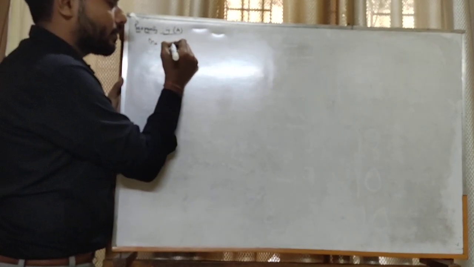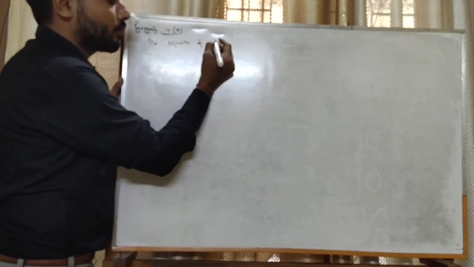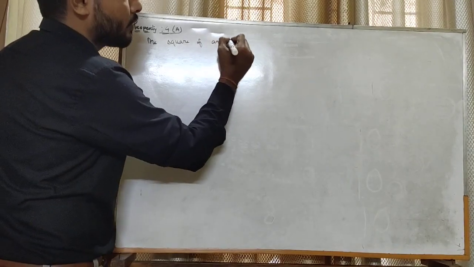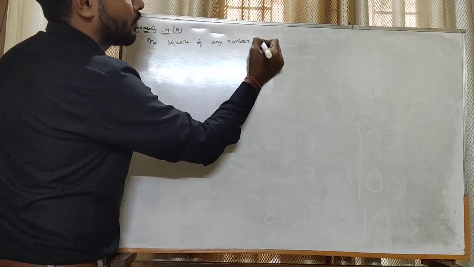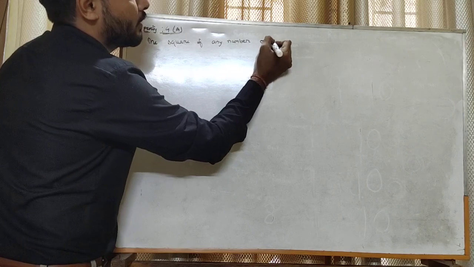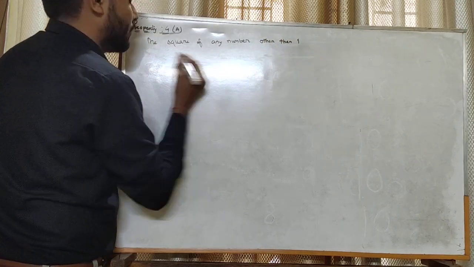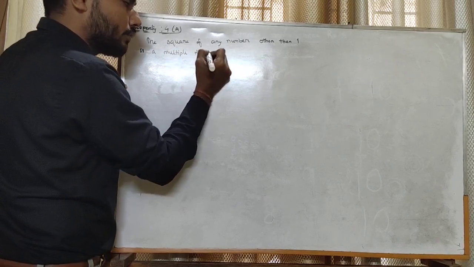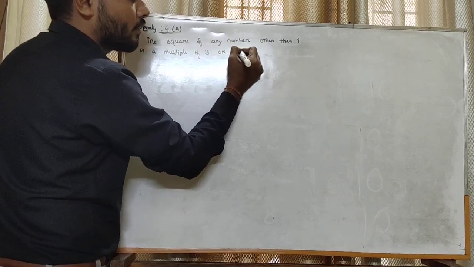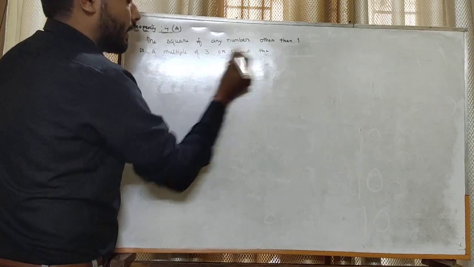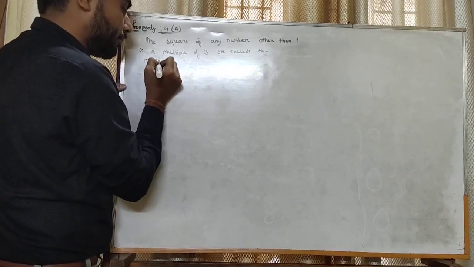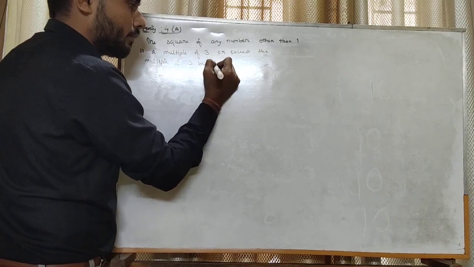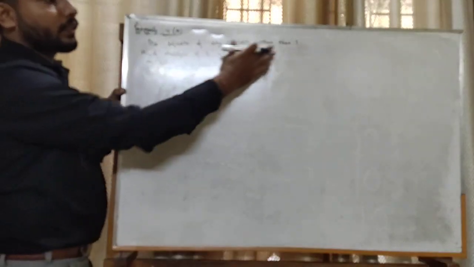So we will write: the square of any number other than 1 is a multiple of 3 or exceeds the multiple of 3 by 1. So it is written clearly, other than 1.